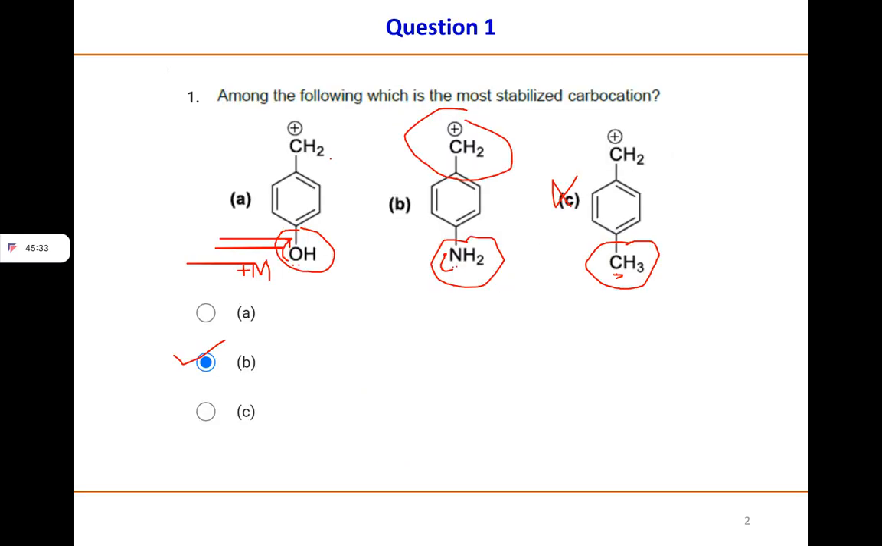So today we have discussed a few questions. Question number 1 was based on the stability of the carbocation, and we found out that the carbocation with more electron donating groups is more stable. In this case, CH3 is less electronegative compared to the amino and hydroxy groups, and nitrogen is more electron giving compared to the oxygen atom because of its electron donating ability. So that's why the correct answer was option number B.